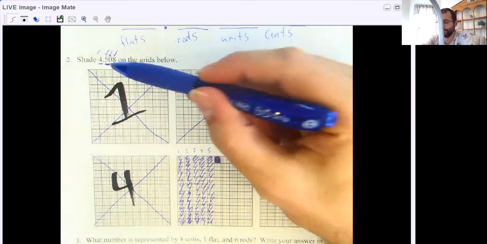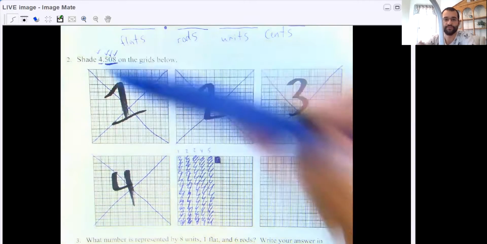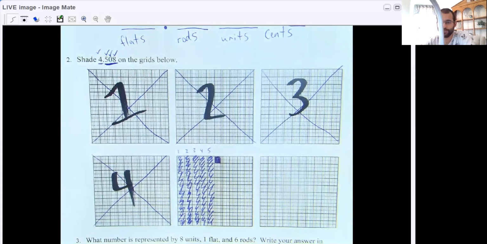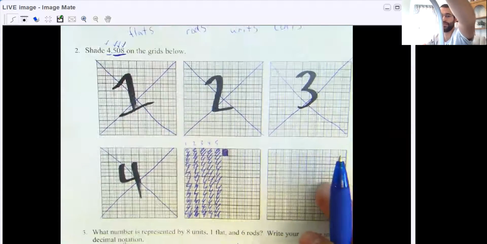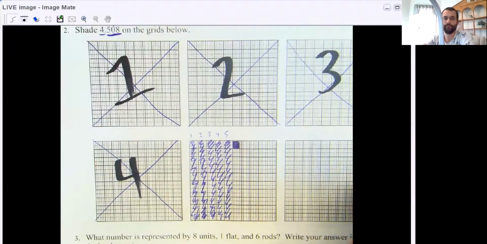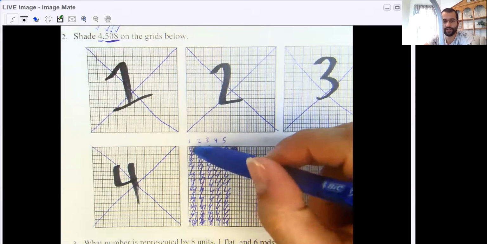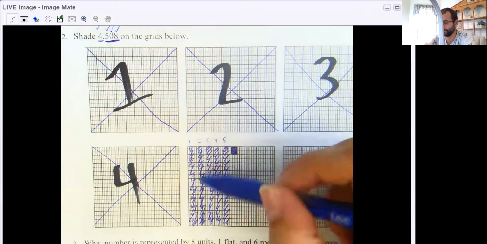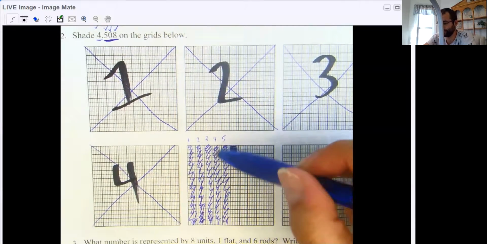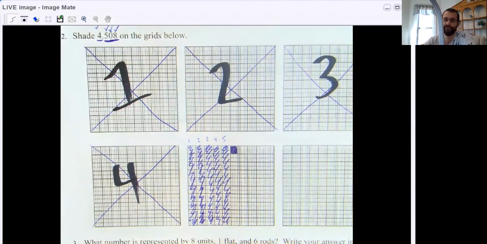My next number here is 5 in the tenths, or 5 rods. And you can see I've done that here as well. I zoom in just a little bit to show you. So there's 1 rod all the way down, 2 rods, 3, 4, and 5.